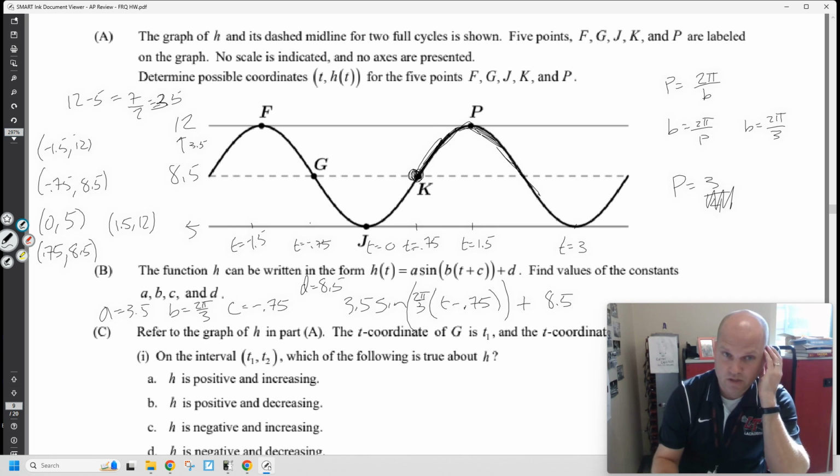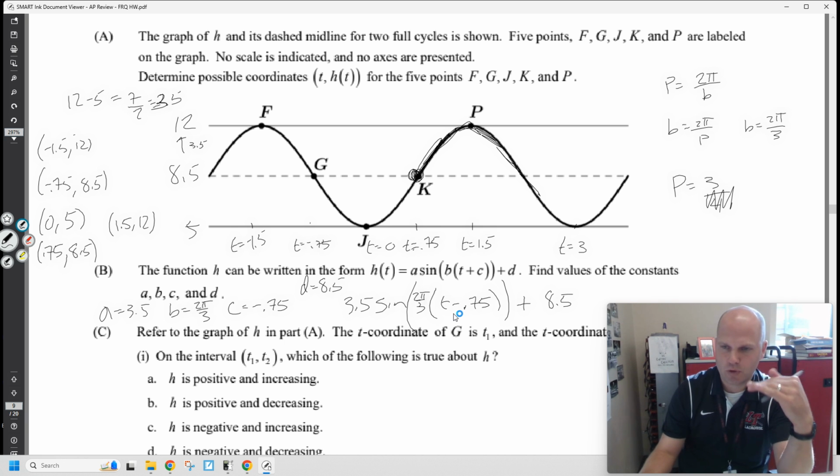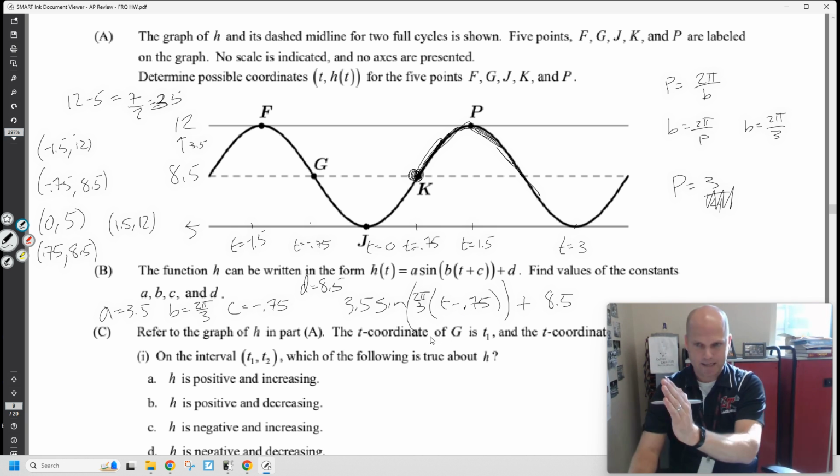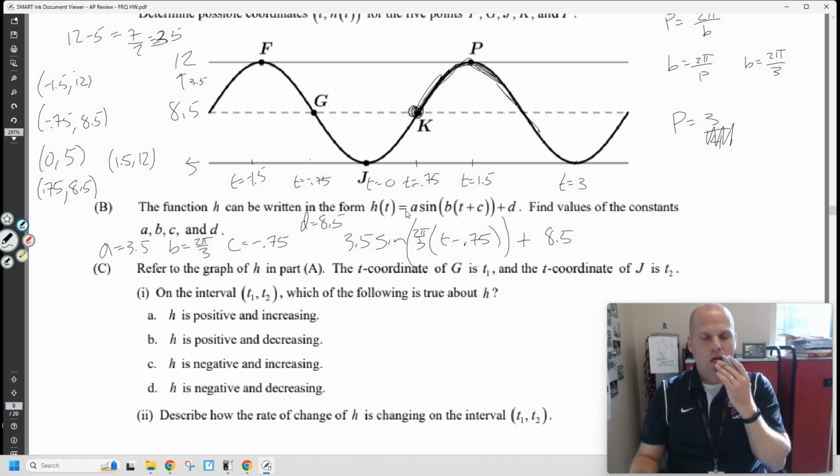There are other variations of that. You could start at G and do plus 0.75. Let's just make sure we have our normal sine graph that starts at 0, 0. I will go up 8.5, go to the right 0.75, and now I have this point K. A lot of people think they have to shift this point left, so they have a plus, but that would be going in the opposite direction. Think about starting with your parent function, getting to K. So I want to shift my parent function up 8.5, right 0.75.